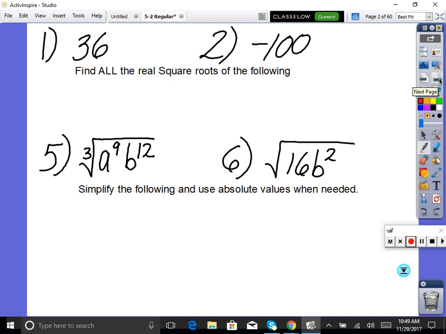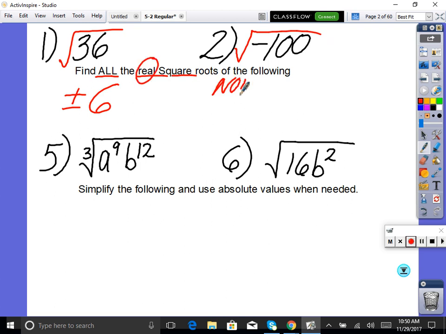Okay, let's go on. So, first of all, if I say to you, find all the real square roots, that means because of the word all, we need plus and minuses. So the square root of 36 is plus and minus 6. The square root of negative 100, we said real, so none.